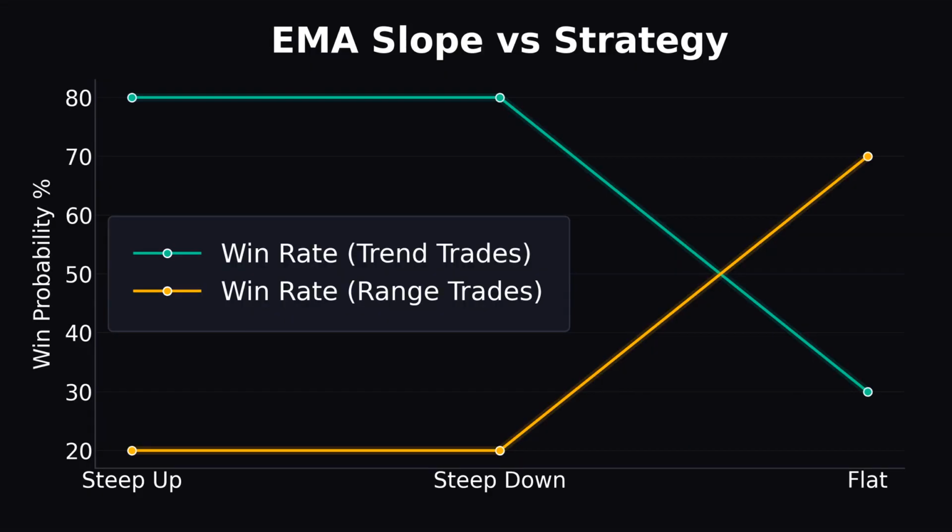The slope of the 20 EMA is your first filter for any trade. A steep slope indicates a strong trend where you should only trade in the direction of the slope. A flat slope indicates a trading range where you should buy low and sell high.